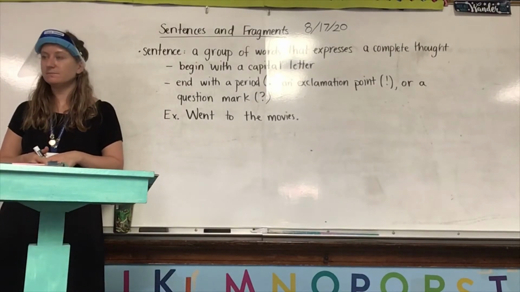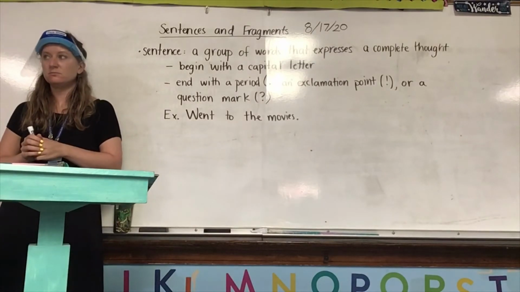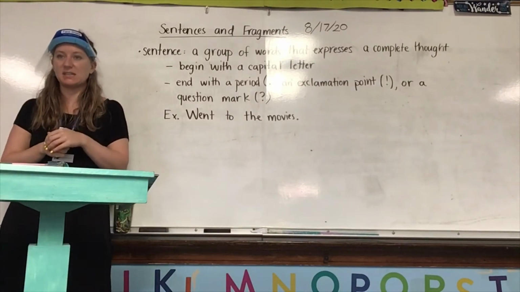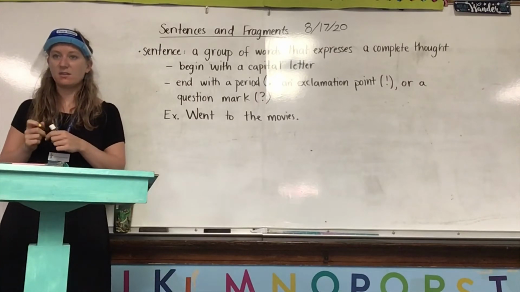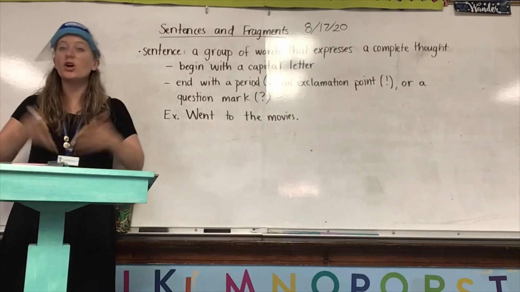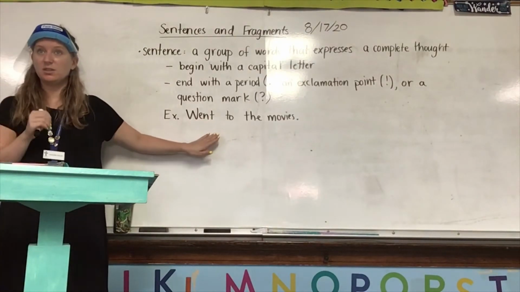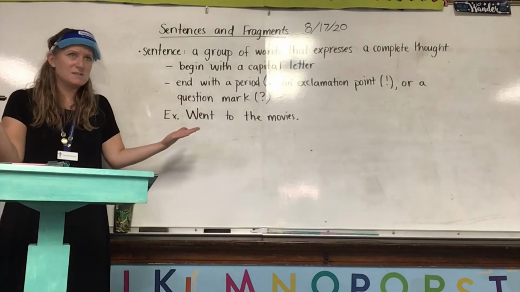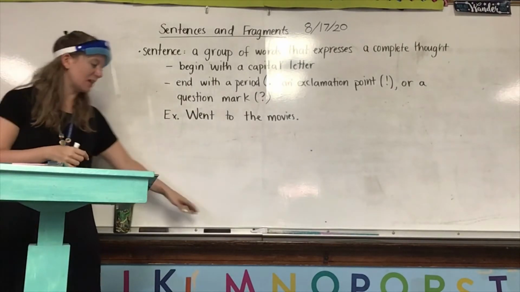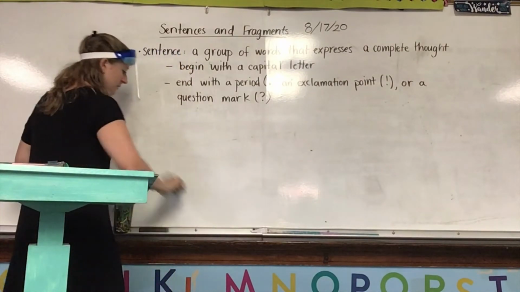What's missing? What is missing from this sentence? What information is missing? I or who? We don't know the who. Who went to the movies? Well, we have to add a subject. So, that's where the rest of the information comes in.